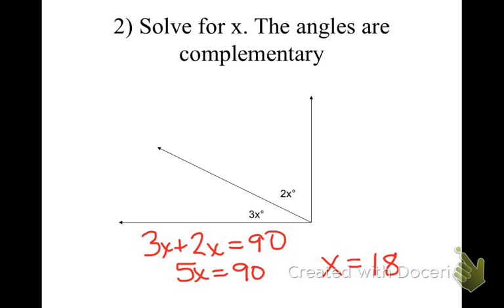Now this one does not get degrees because all I have found is the variable part. If I go back and find the actual measures, I take 3 times 18, and I will find this is 54 degrees, and 2 times 18 is 36, and from our previous example we know these two total 90.